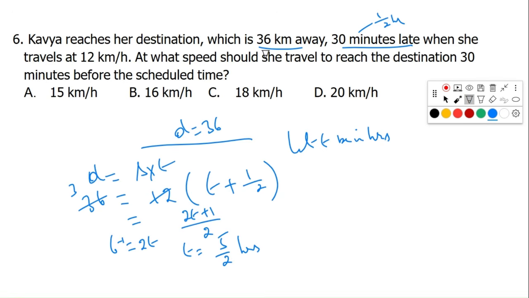At what speed should she travel to reach the destination 30 minutes before the scheduled time? So now it is 2.5 hours. If I subtract that 30 minutes, so she should reach in how many hours? 2 hours. Distance to be covered how much? 36 kilometers. And now you know distance is there, time is there. At what speed she has to go? 18 kilometers per hour.